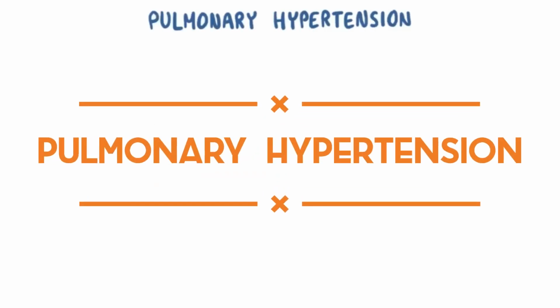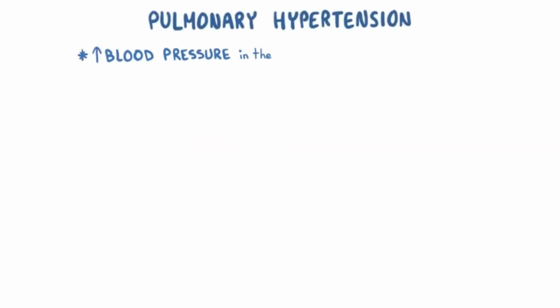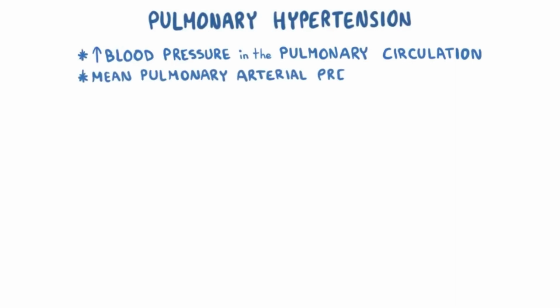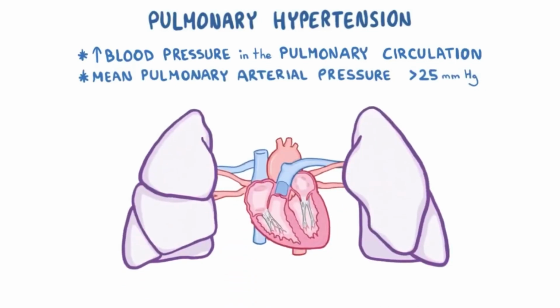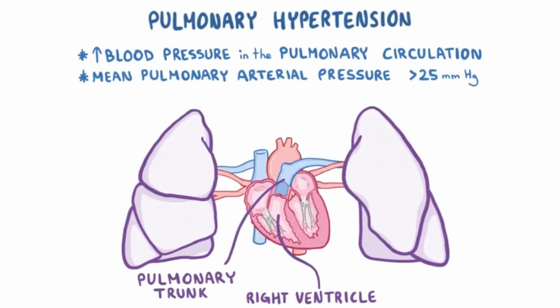Pulmonary hypertension refers to increased blood pressure in the pulmonary circulation. More specifically, a mean pulmonary arterial pressure that's greater than 25 millimeters of mercury. The pulmonary circulation starts with the right ventricle. From there, blood is pumped to the large pulmonary trunk, which splits to form the two pulmonary arteries, one for each lung.